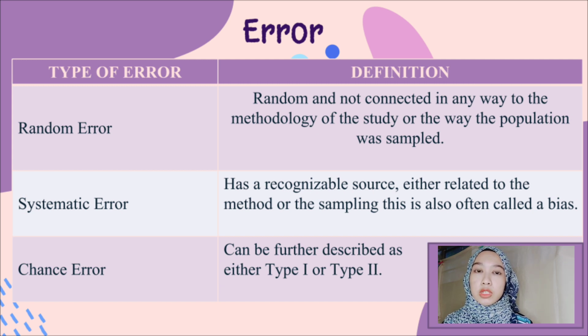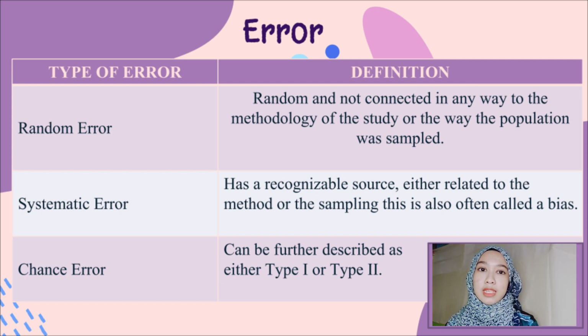As we can see here in the table, there are random error, systematic error, and chance error. Random error is random and not connected to the methodology of the study or the way the population was sampled. This error is generally regarded as due to chance. Next is systematic error. Systematic error has a recognizable source, either related to the method or the sampling. This is also often called a bias. For example, a selection bias is systematic error that results because of how you sample your population. The next one is chance error. Chance error can be further described as type 1 or type 2 error probability, based on what effect the error has on your interpretation of the statistical data.